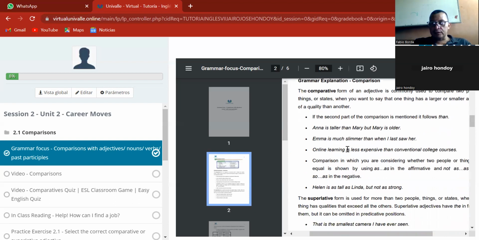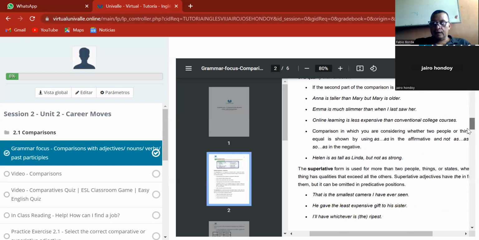Emma is much slimmer than when I last saw her. Do you understand this? Emma is much slimmer than when I last saw her. Emma está mucho más delgada que la última vez cuando la vi la última vez. Ok.